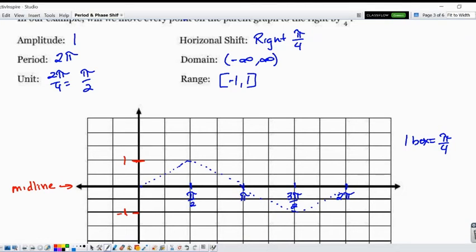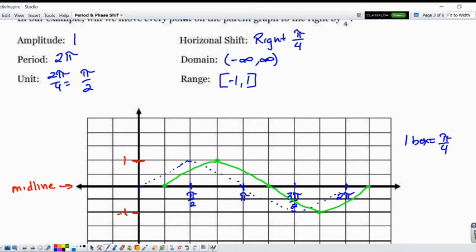So I'm going to do my final graph in green. I'm going to take this first point that's at 0, 0, and I'm going to move it to the right by one box. I'm going to take this maximum and move it to the right by one box. This midline value, this x-intercept to the right, this minimum to the right, and this x-intercept to the right. And here is the new sine curve. You can see it's that exact same shape. It's just been shifted to the right literally by 1 unit, and that is our phase shift.